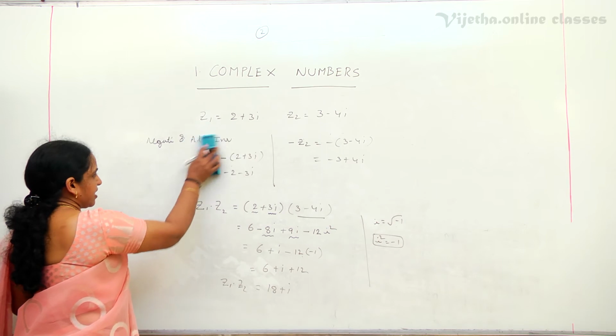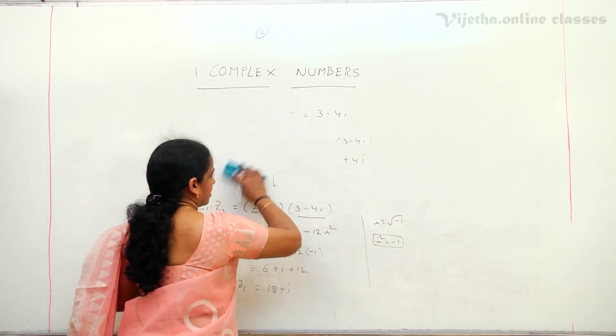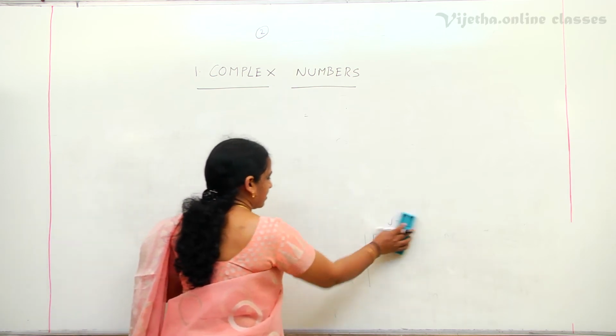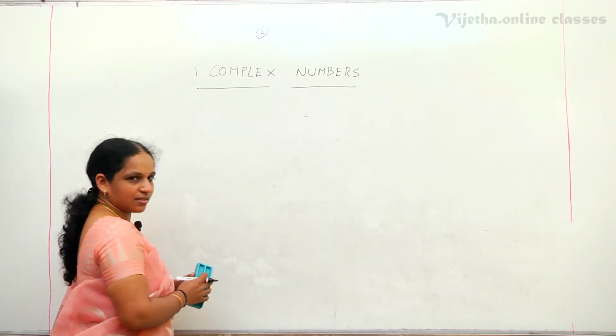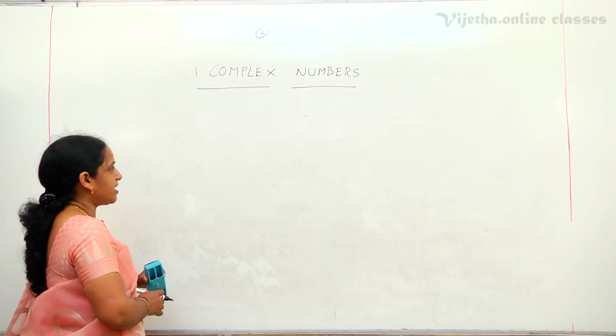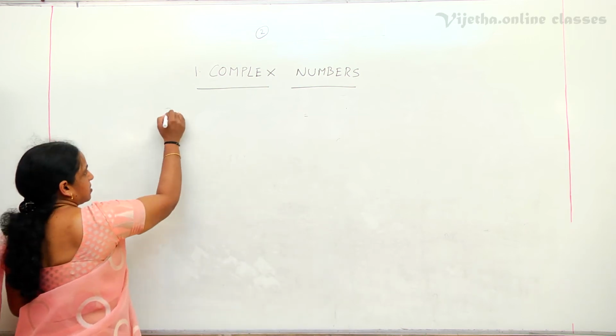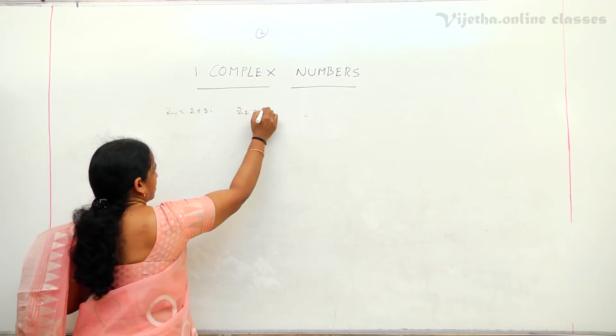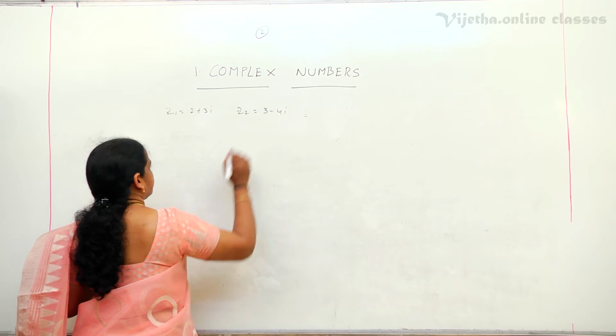Next, another two definitions are conjugate of the complex number and multiplicative inverse. So here Z1 equals 2 plus 3i, and the example problem is 3 minus 4i.